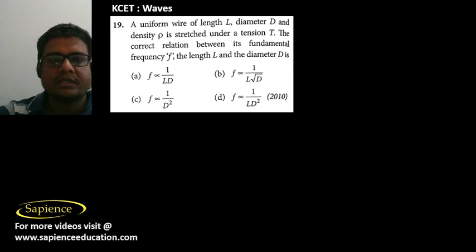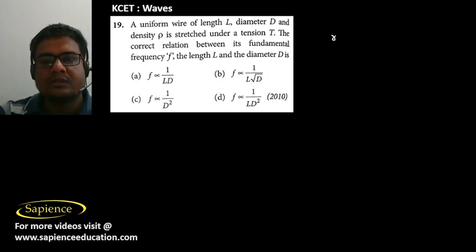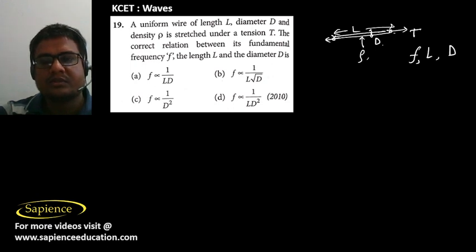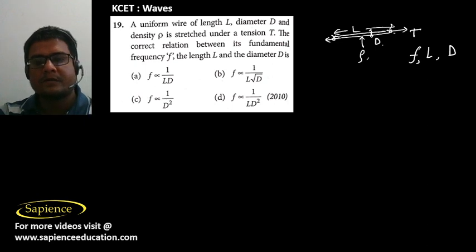Then in question number 19, it is told a uniform wire of length L, and its diameter is D, and its density is rho, and which is under a tension T. The correct relation between its fundamental frequency, its length, and the diameter D is how much?